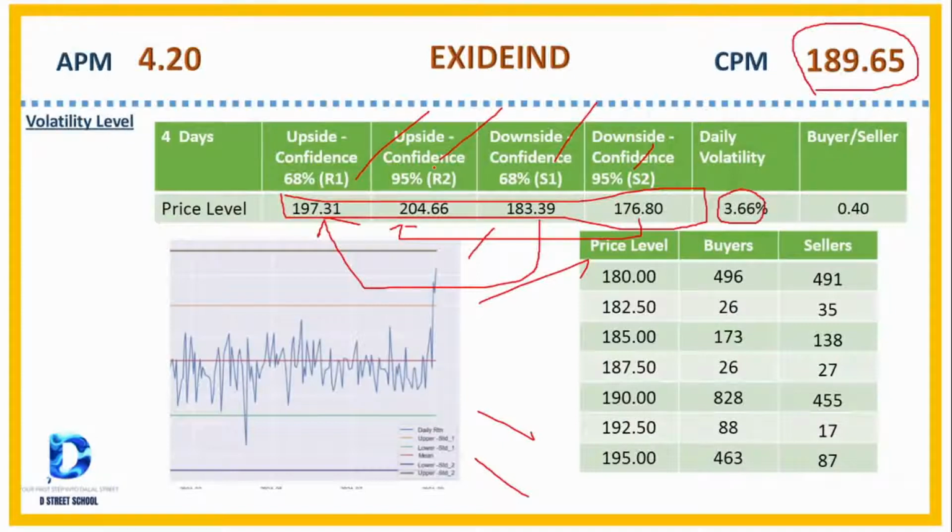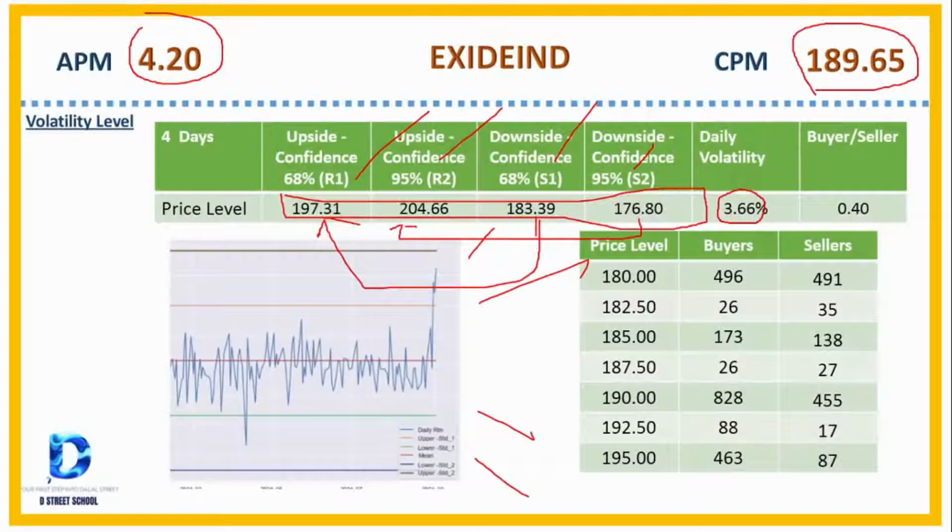I would recommend you initially stick with standard deviation 1, because even with standard deviation 1 the price difference would be almost 15 rupees. If you look at the average price movement of EXIDE India for the last 1 year, it is about 4 rupees 20 paise per day. That's the reason I recommend opting for standard deviation 1 at the beginning stage.